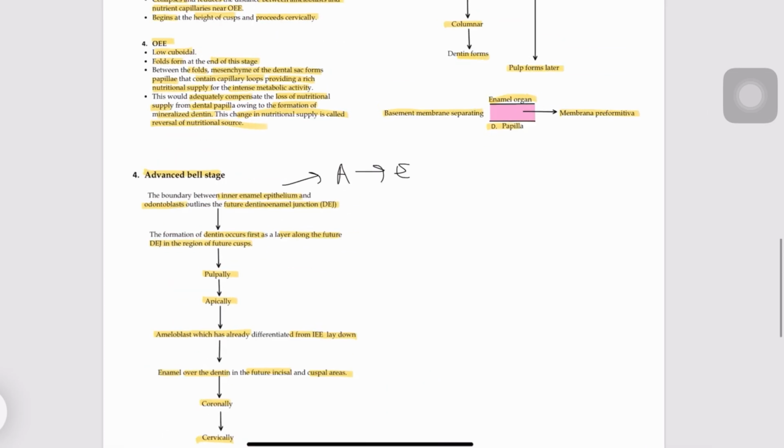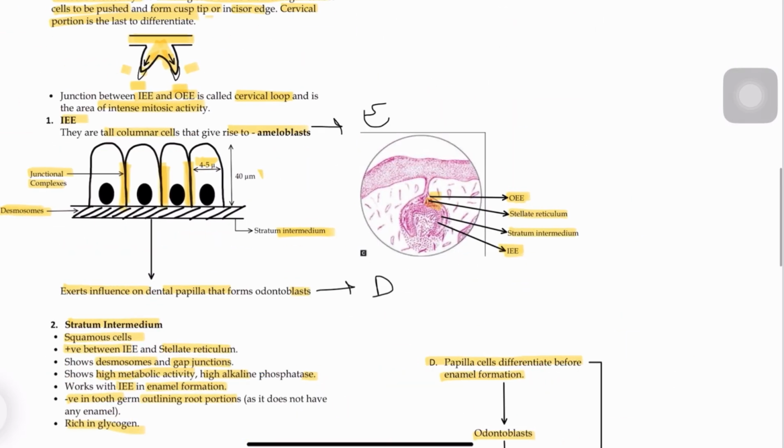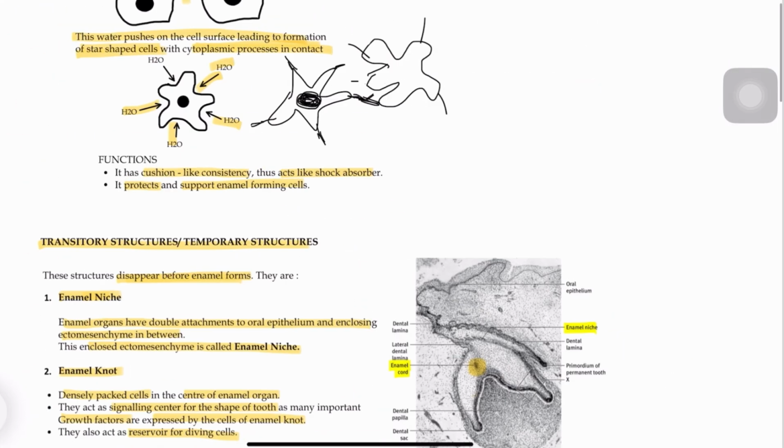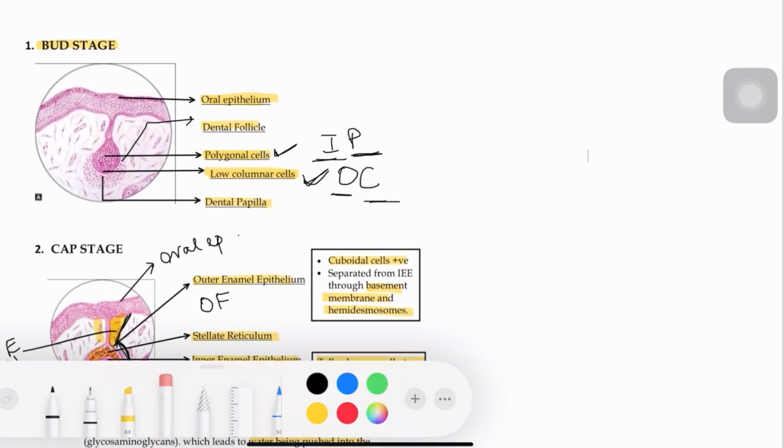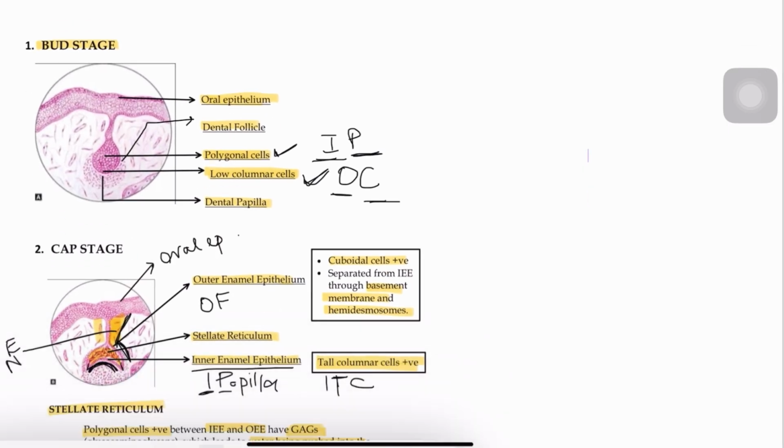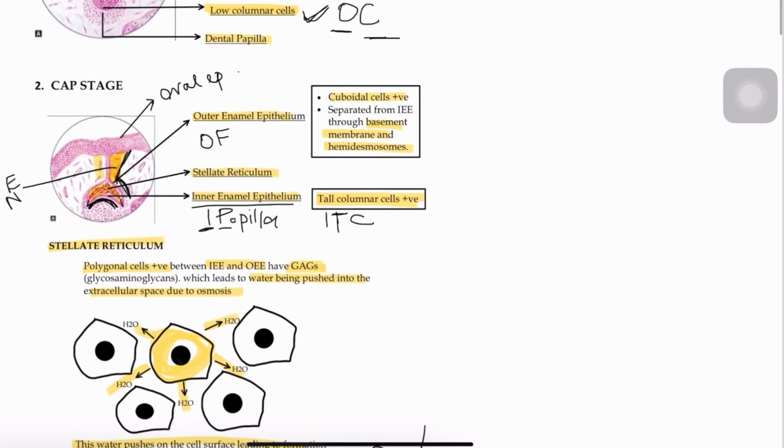Short में सब कुछ, starting से bud stage है, bud, cap, then early bell and advanced bell. Bud के अंदर what is there? IP, inner polygonal, outer columnar. Followed by cap stage. Cap stage में we have outer enamel epithelium, inner and stellate reticulum. Inner के अंदर what we have, tall columnar cells, that is ITC, and it's nearby in papilla. So IP is inner enamel epithelium with dental papilla, near dental papilla and tall columnar cells, ITC. OF is outer enamel epithelium near the dental follicular cells.